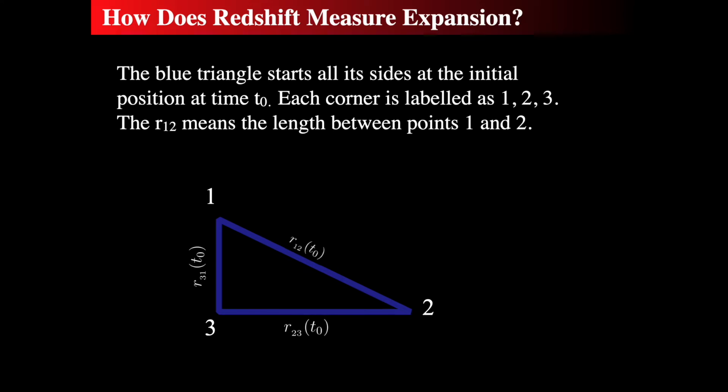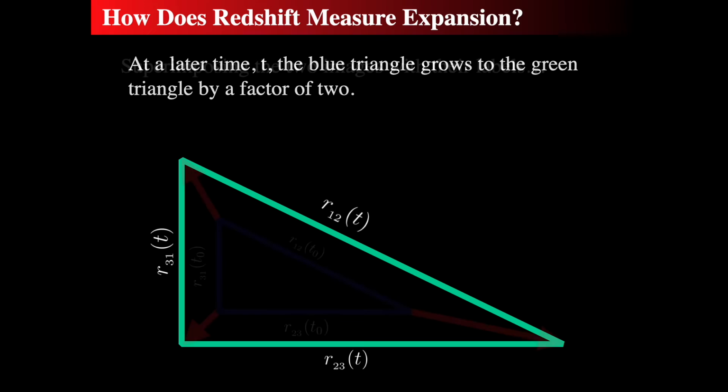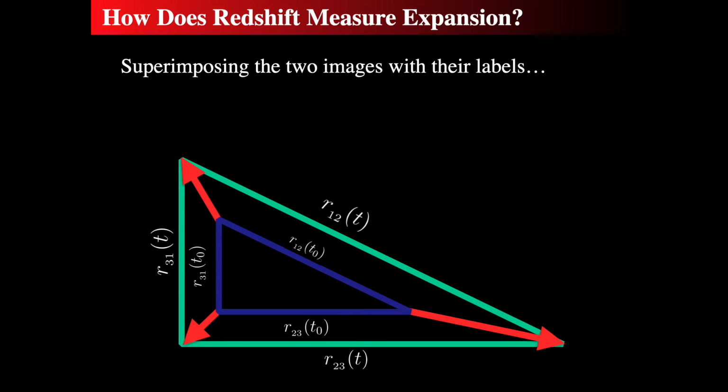R12 at t0 means the length of the side of the triangle between vertex 1 and vertex 2. The t0 means the starting time. We use parentheses on each because that length is a function of time, and we're marking the starting point. Now at some later time t, the triangle has grown such that all the angles are the same with respect to each other, and the length of each side has doubled. Superimposing the two triangles, we can see that it's just bigger but looks the same. If you remember your high school geometry, we used the angle-angle-angle test to show that the two triangles are similar but not congruent. This just means they look the same but differ only in size.